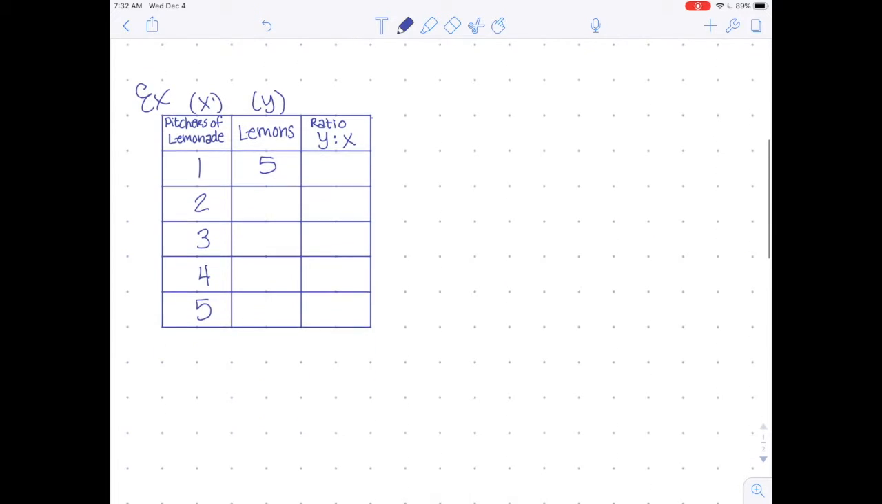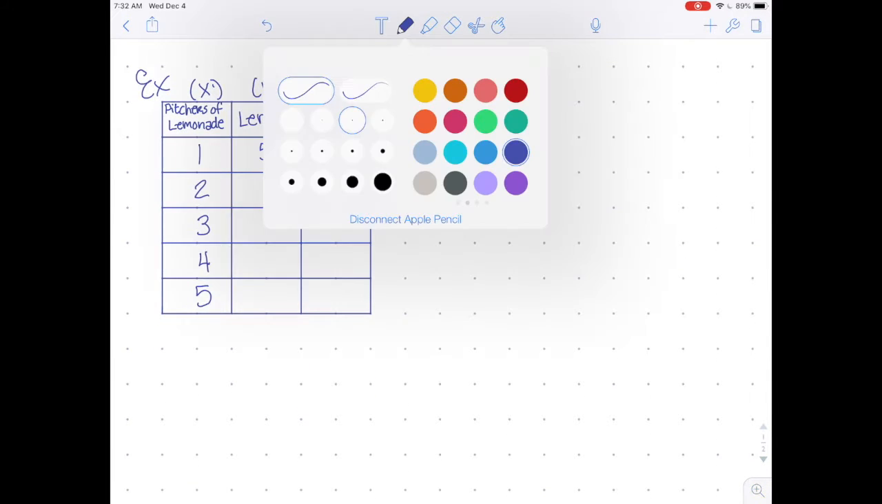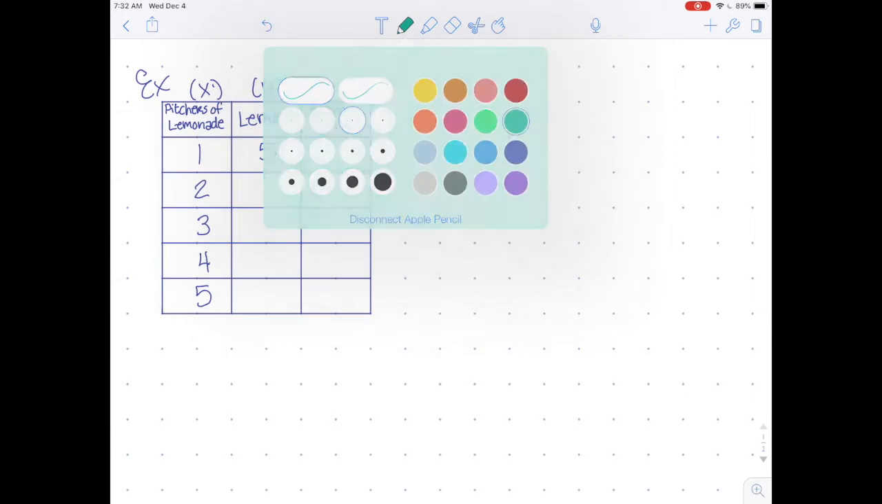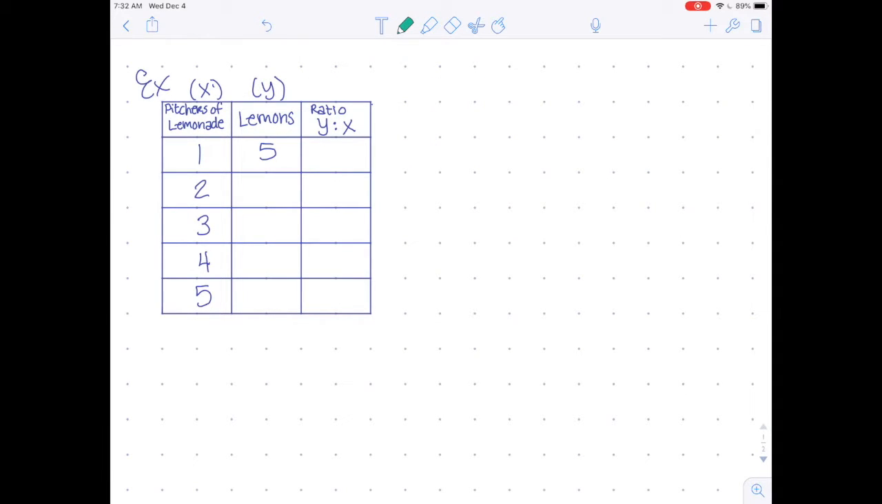So in this first example down here, they have a table, and it's showing the number of pitchers of lemonade you have compared to the amount of lemons it takes. So if we look at this first column, one pitcher of lemonade takes 5 lemons. If we look at the ratio of, this is y to x, the ratio is 5 to 1. So the constant of variation is 5. That means we have to multiply by 5 every time, just like in a ratio table.